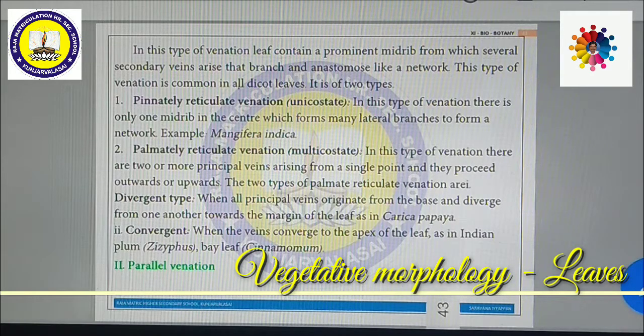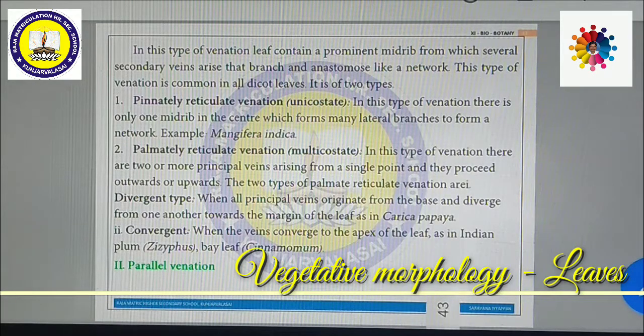Pinnately reticulate venation is usually called unicostate. That means there is only one midrib. In this type of venation, there is only one midrib in the center, which forms many lateral branches to form a network. Example, Mangifera indica, mango plant.